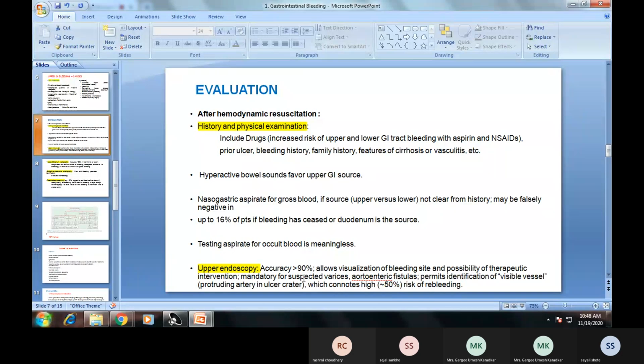Then upper endoscopy can be done. It has an accuracy of 90%, allowing visualization of the bleeding site, and it can also be used therapeutically, for treatment purposes.